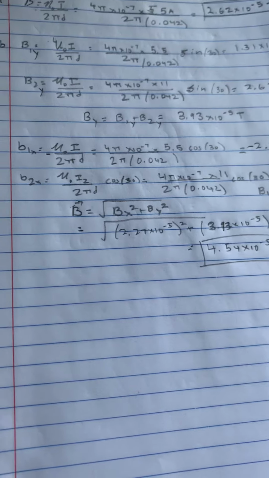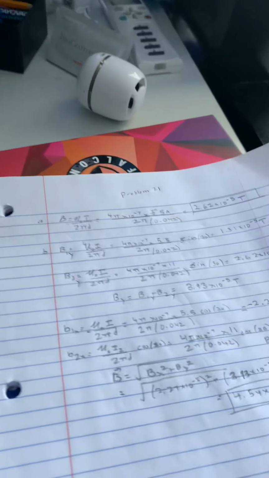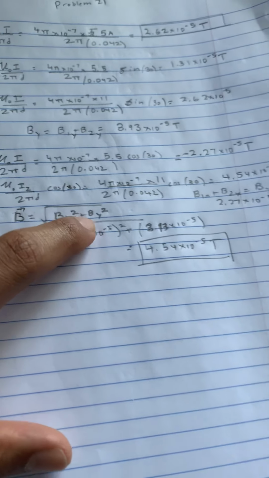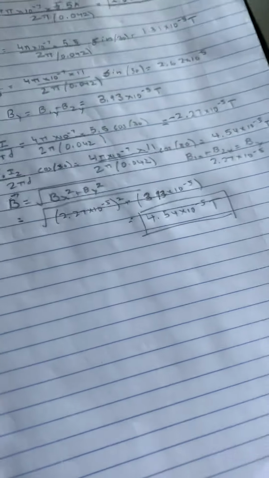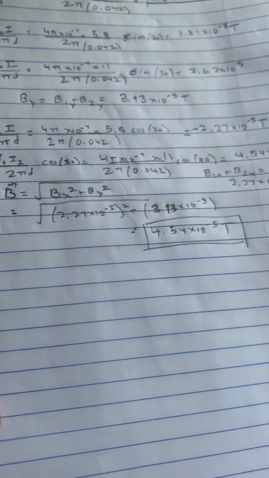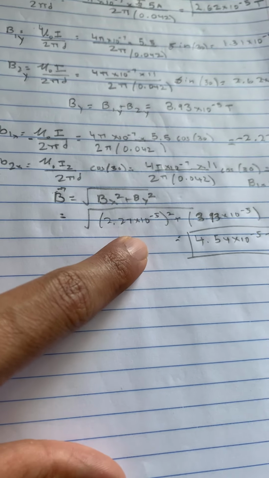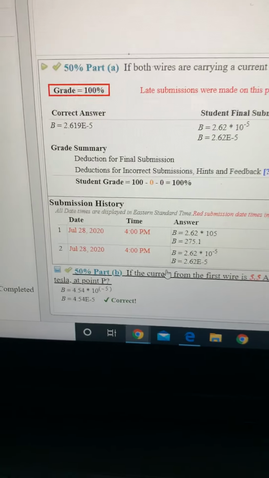Next, I found the horizontal component. This is negative because of the field going into the page. So I did cosine 30 here, and then the same thing, and then I added them together, and I got 2.27 times 10 to the negative fifth Teslas. So then, for our net magnetic field, I took the resulting vector by squaring the two and finding the resultant vector, which is 4.4 times 10 to the negative fifth Teslas, which is the answer here.